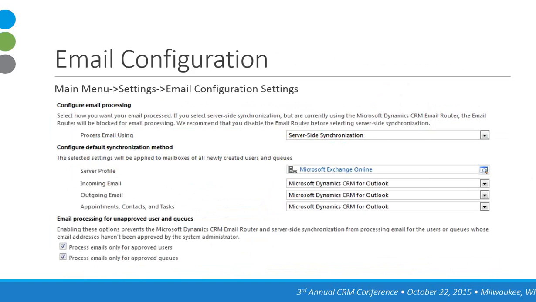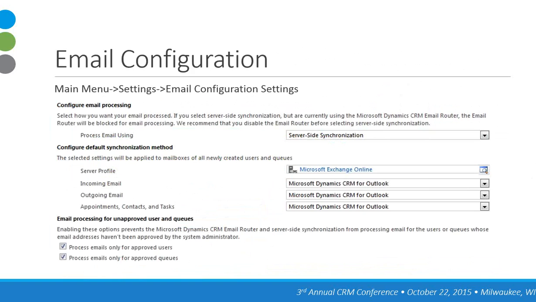If you are both online in the same Office portal, you will find an Exchange Online server profile that is built for you. On-premise, you'll have to build that profile. Incoming email used for tracking. Most often you will want this set to the CRM for Outlook client, as it gives you the most flexibility in what you want to track and when. It can be also set to server-side sync or none.